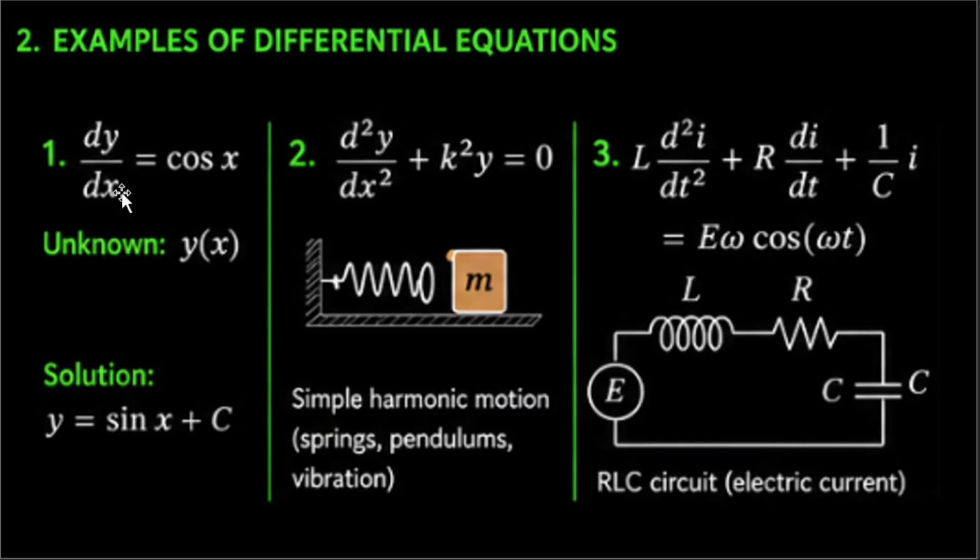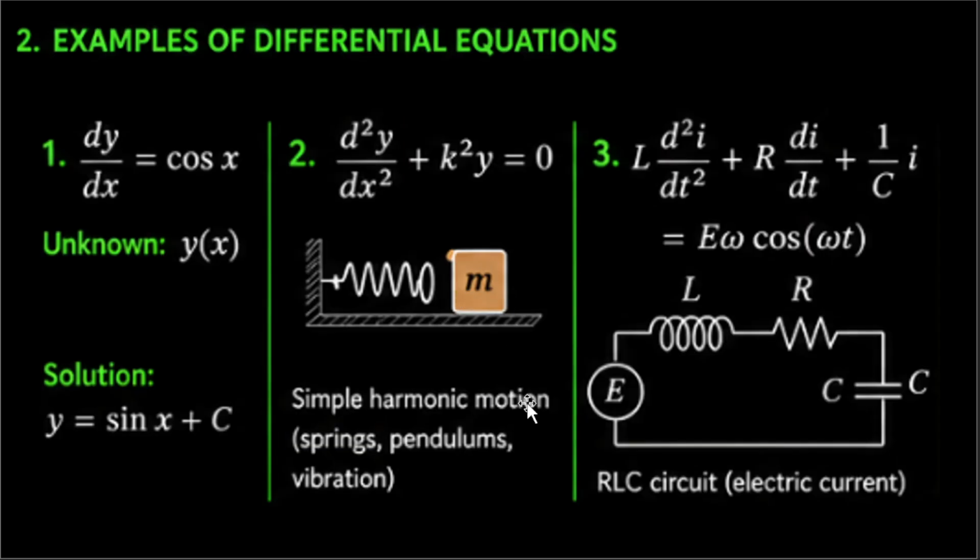The first one is dy/dx is equal to cosine x. The unknown here is y of x. Therefore, you are going to evaluate this so that you will be able to eliminate the derivative, and you can now find the solution for y, which through that process, you can have y is equal to sine x.